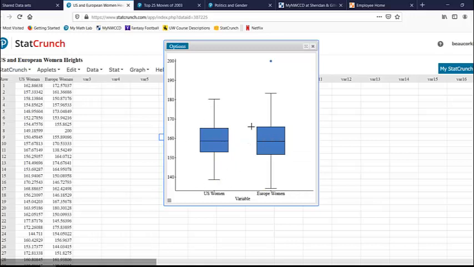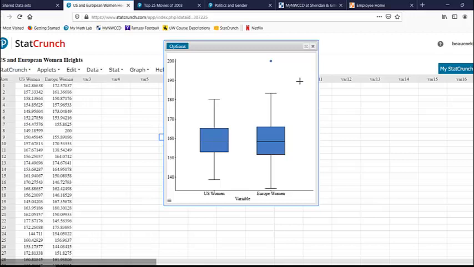And then compare the spreads. Notice European women, right? Their heights are slightly more spread out than US women, all right? We can see that the range is a little bit wider. These are what are called the whiskers of a box plot. And we see the whiskers on the European women box plot are slightly longer than the whiskers on the US women box plot. Also, we see an outlier in the data.